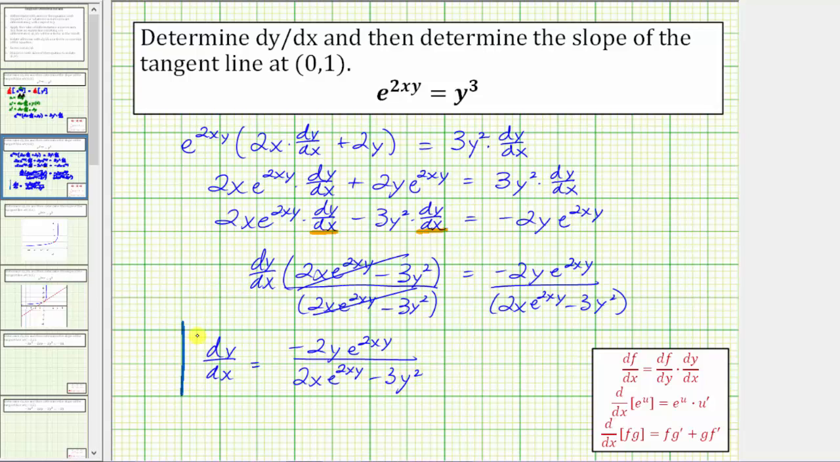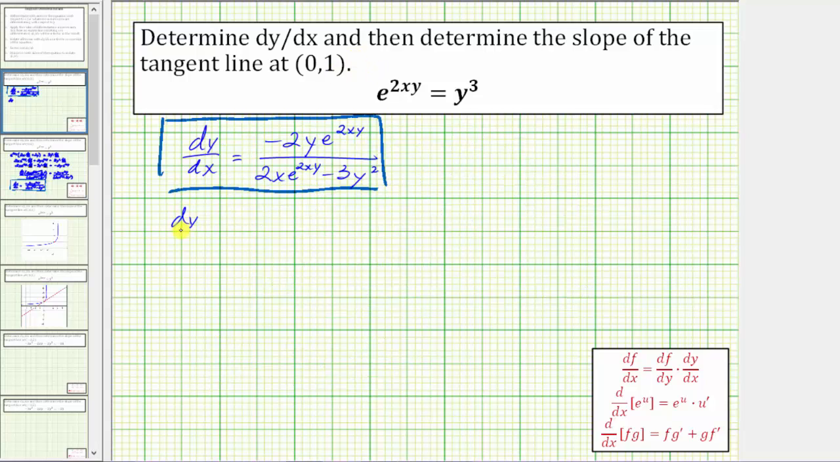We now know dy/dx, which will give us the slope of the tangent line at any point on the curve given by the implicit equation. So now we want to evaluate the derivative at the point (0, 1). And again, let's do this on the next slide. So we want to evaluate dy/dx at the point (0, 1). So we'll substitute 0 for x and 1 for y.